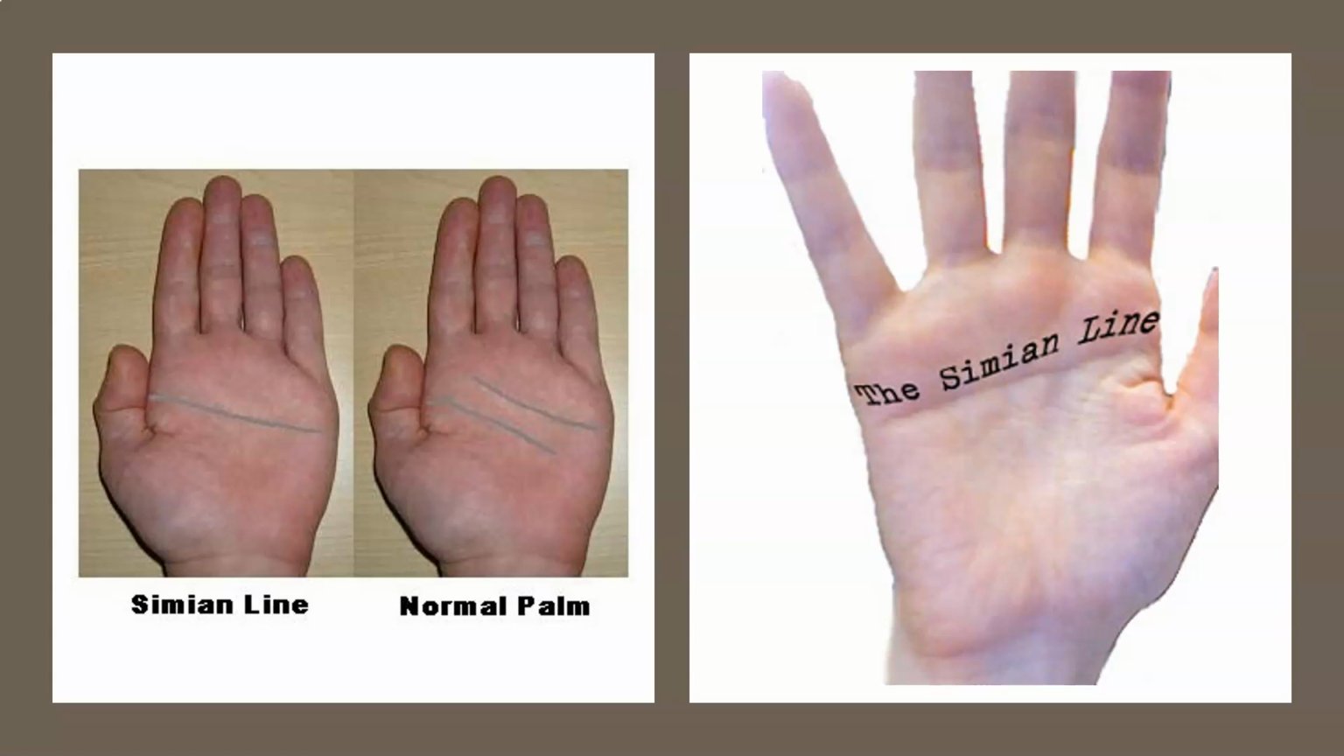Not everybody might show this line. The Simian Line bestows intensity and depth of focus. For those with the Simian Line, thinking has an emotional quality to it, and their emotions are influenced by the mind.